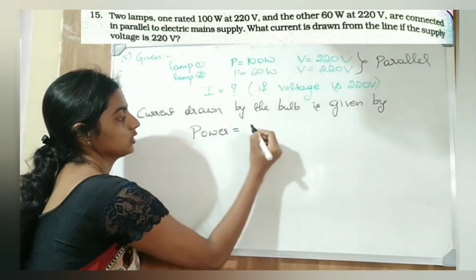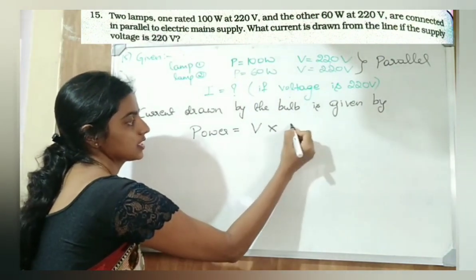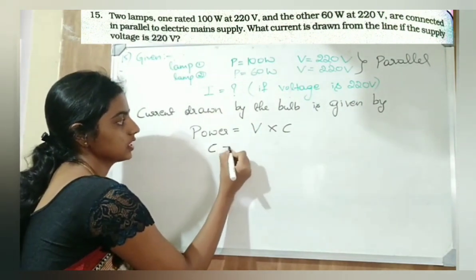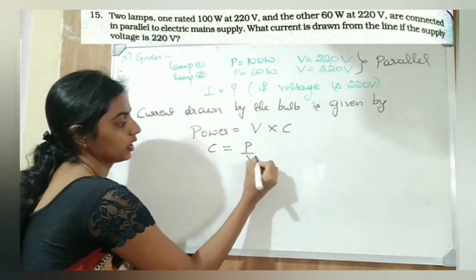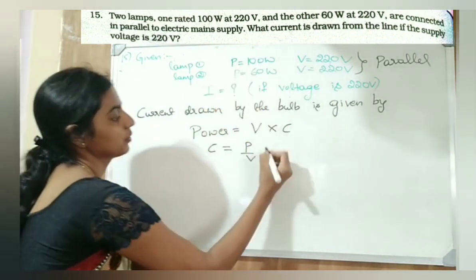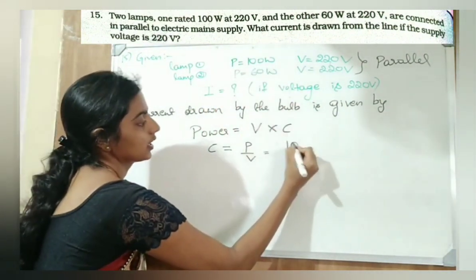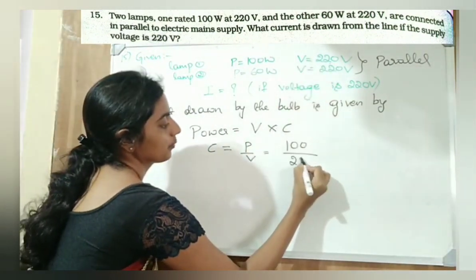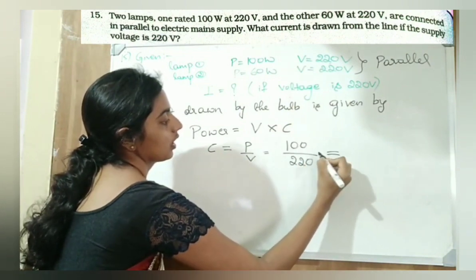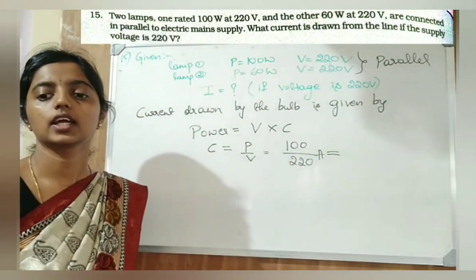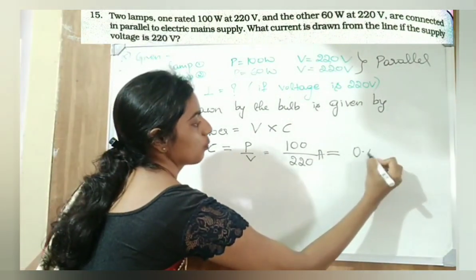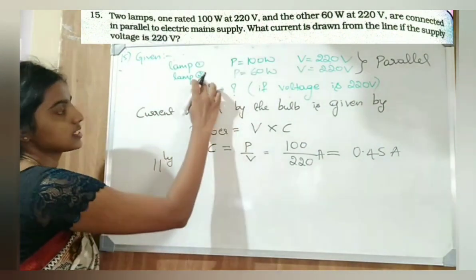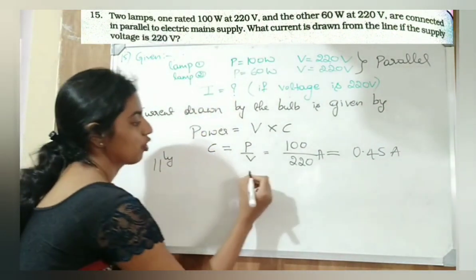Power equals V times C, where V is voltage and C is current. Now we need to find the current. Hence the equation becomes C is equal to P by V. Now we will find it for the first lamp. P is 100 and V is 220. Calculate and see how much we'll get. We'll get 0.45 ampere.